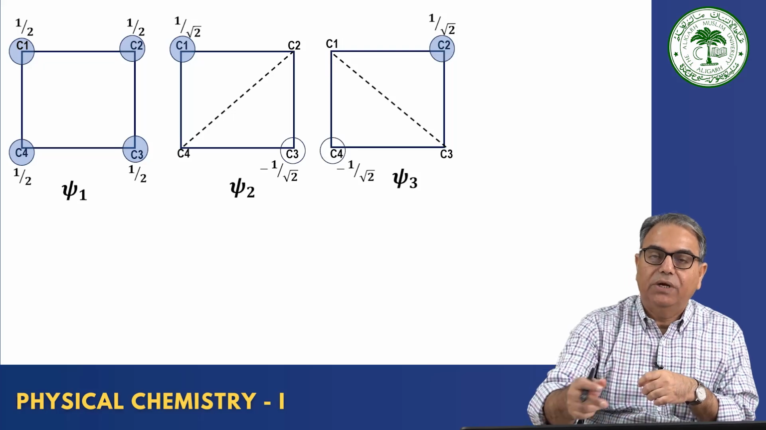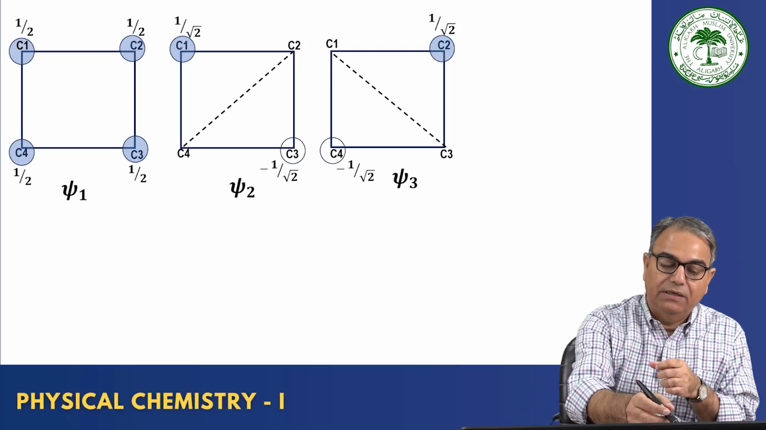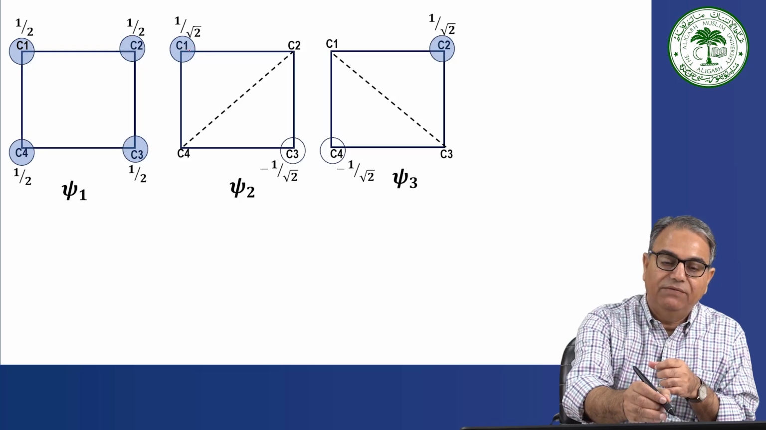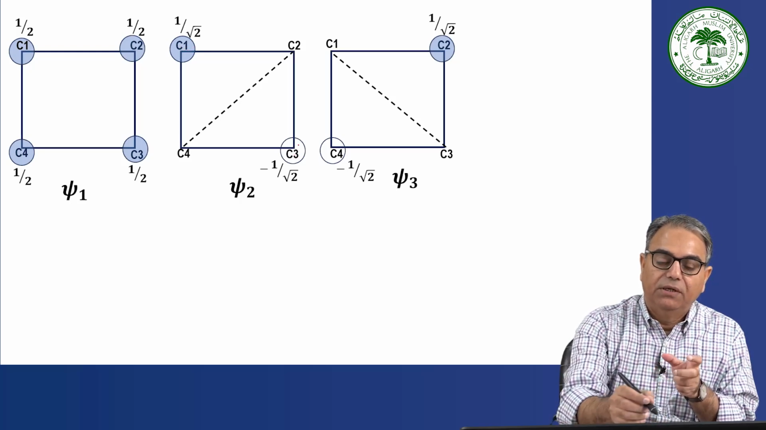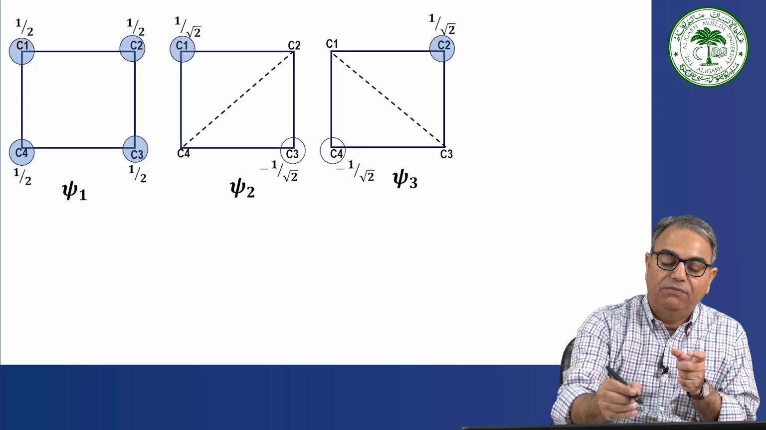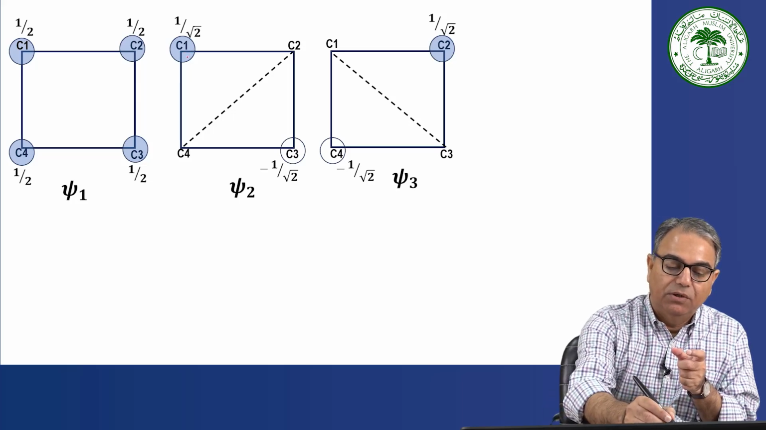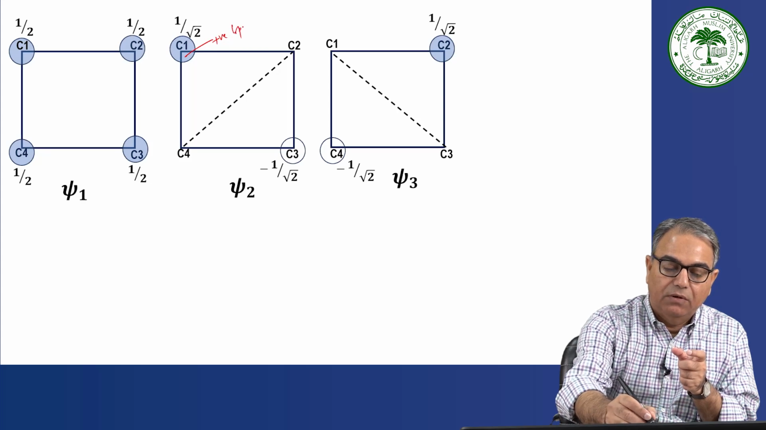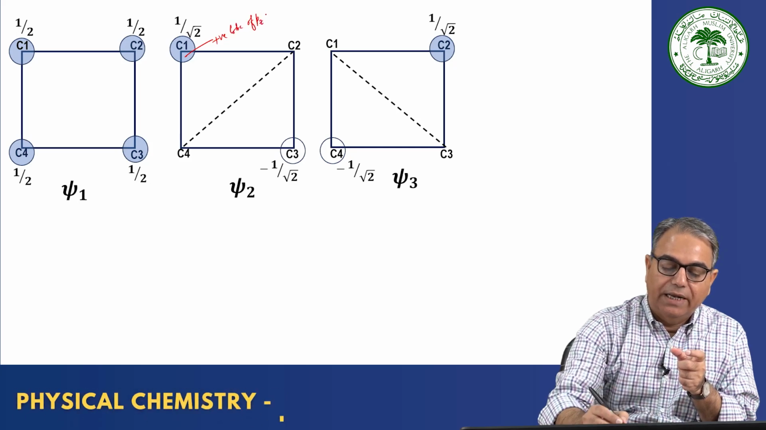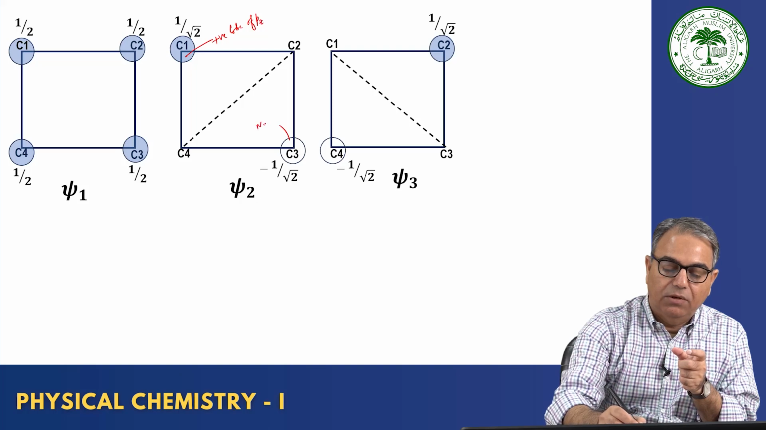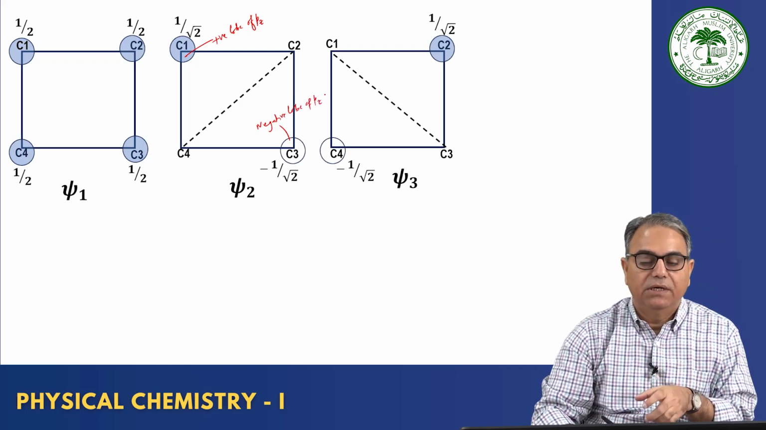You have C2 and C4, and see, in case of Ψ2, one of the lobes is filled with blue and another lobe is empty. So this lobe which you are looking at is a positive lobe, this lobe you are looking at is a negative lobe. So it's a positive lobe of pz orbital, and here it's a negative lobe of pz orbital. Empty means negative lobe.